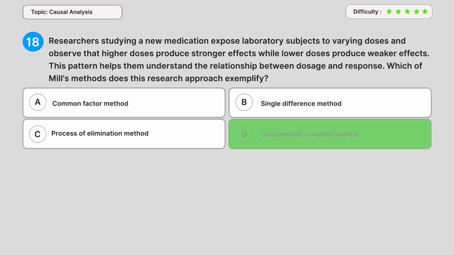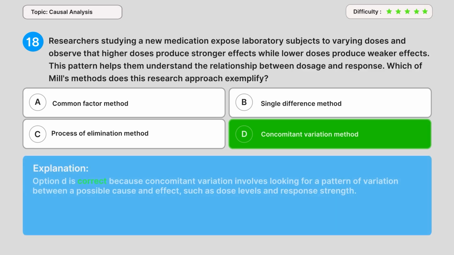Correct answer, D. Concomitant variation method. Explanation. Option D is correct because concomitant variation involves looking for a pattern of variation between a possible cause and effect, such as dose levels and response strength.